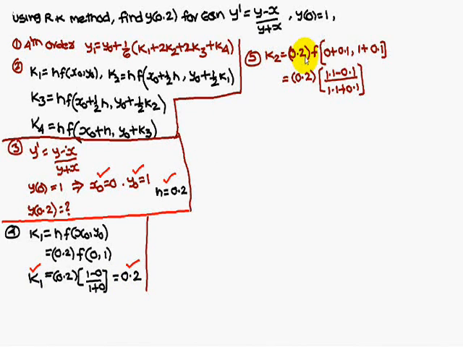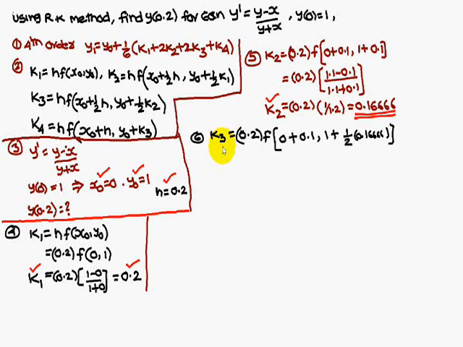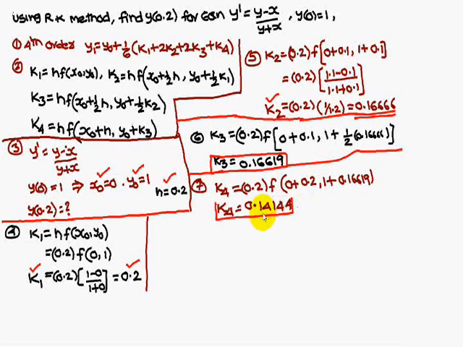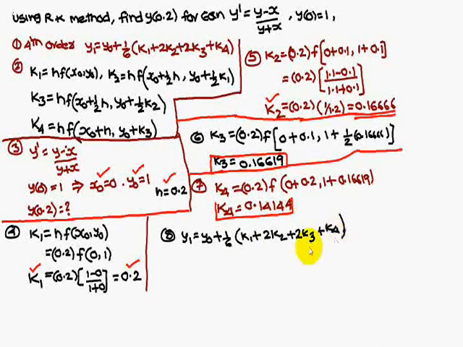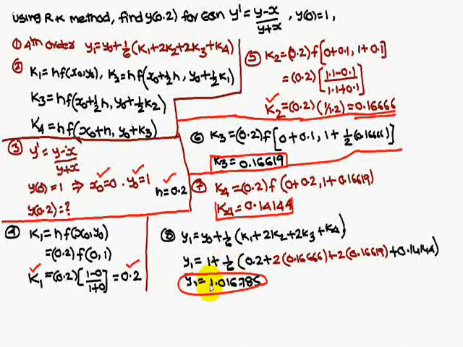Similarly k2, 0.2 times something; if you simplify, the k2 value is 0.1828. Similarly k3, if you simplify, you get 0.16619. Similarly k4, you get 0.14144. So all the k1, k2, k3, k4 values you got, therefore substitute in the fourth order formula: y1 is equal to y0 plus 1 by 6 of (k1 plus 2k2 plus 2k3 plus k4). If you substitute here, you get y1 is equal to 1.016785. That means y of 0.2 is 1.016785. Okay, thank you.